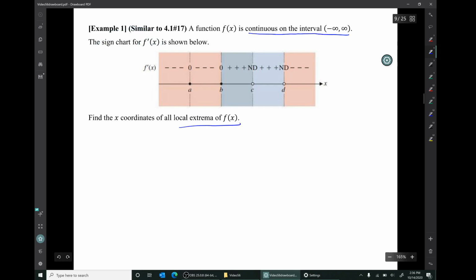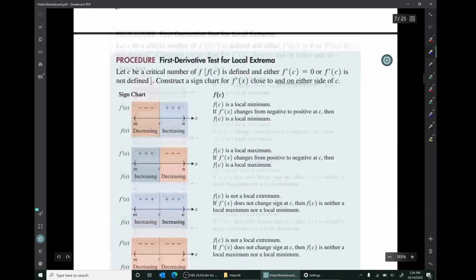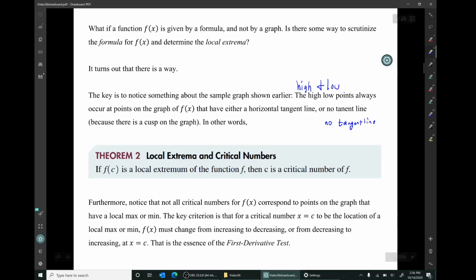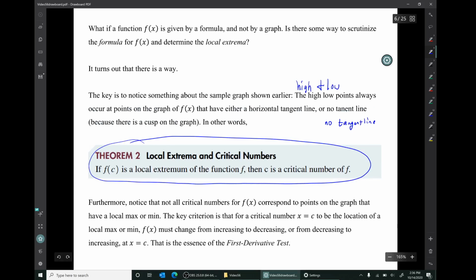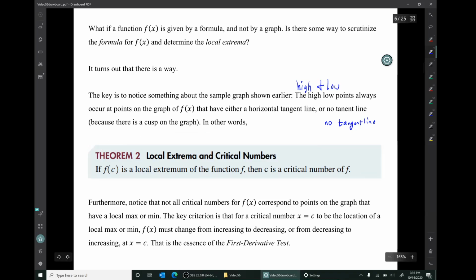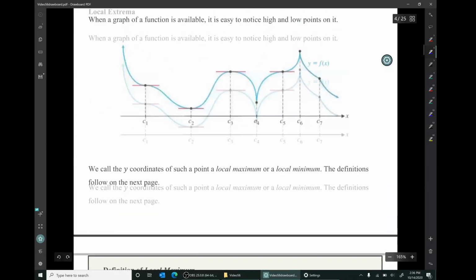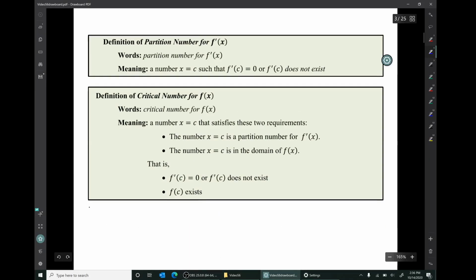Well, the first thing to do here is to remember Theorem 2. Theorem 2 says the only place where a local extrema can occur is at an x value that is a critical number for the function. Now remember what critical numbers are. They're x values where the y value does exist and the derivative is 0 or the derivative does not exist.